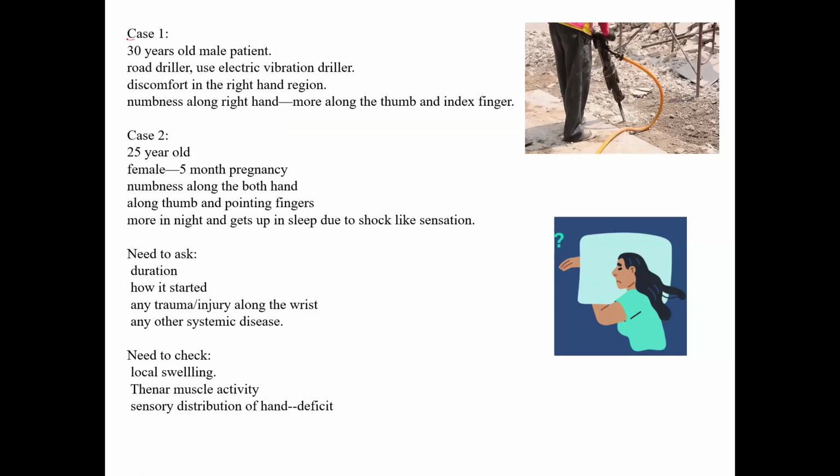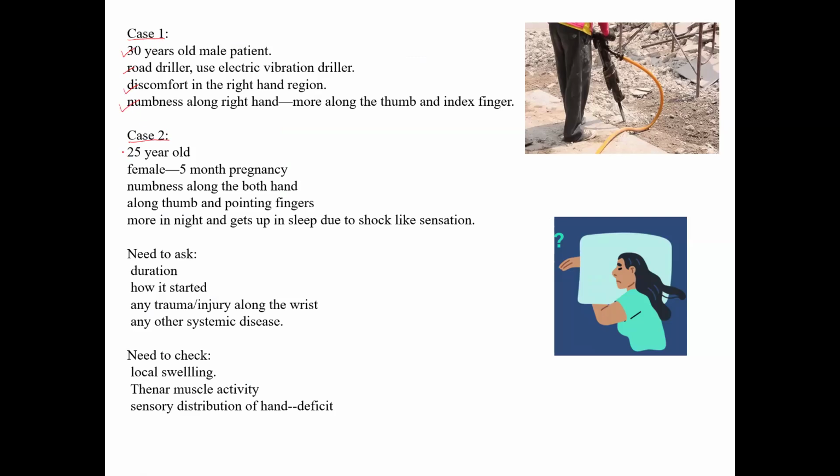So we start with a case. This is case 1 and this is case 2. Case 1 is a 30-year-old male patient. He is a road driller and uses an electric vibrator drill for activity. He is complaining of discomfort in the right hand. There is numbness along the right hand, more along the thumb and the index finger.